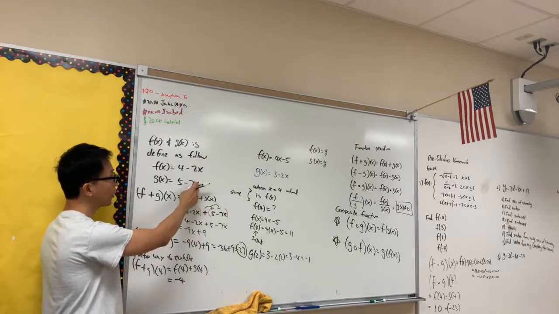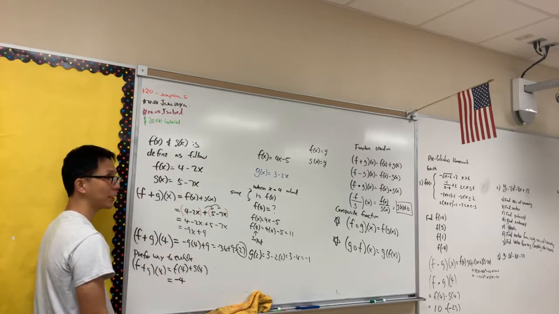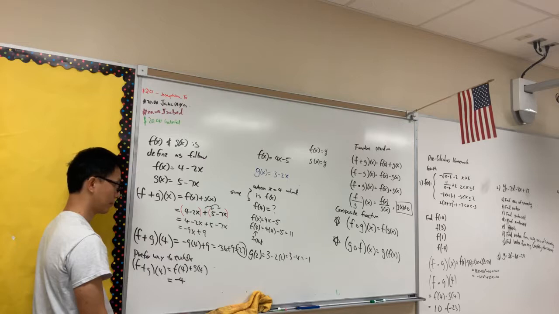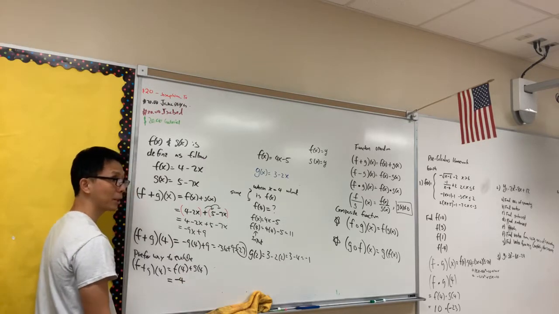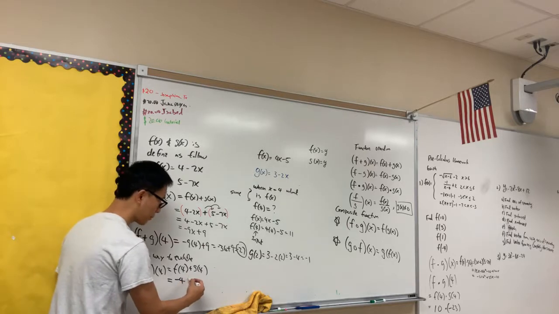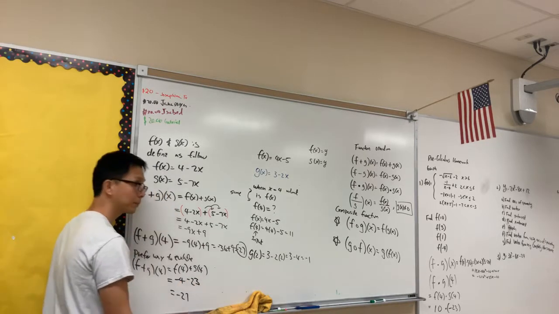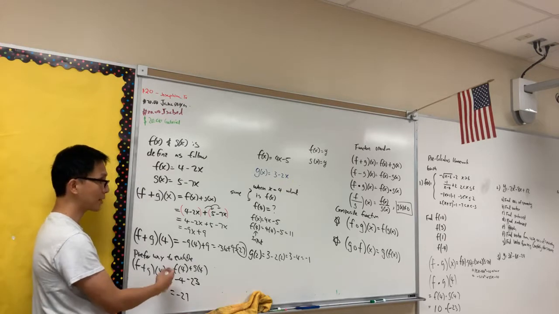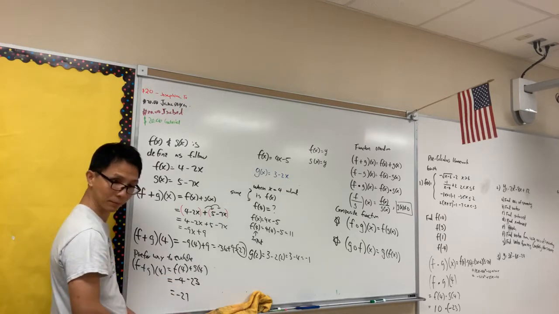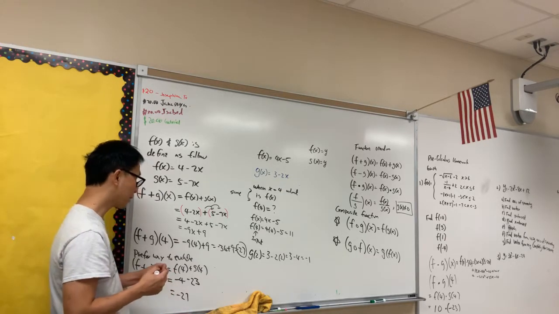g of 4 is negative 28. Negative 28 plus 5 is what? Negative 28 plus 5 is negative 23, right? That's equal to negative 27. So I got the same answer regardless of what happened. But I like the second way better.